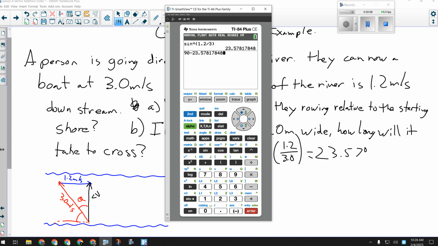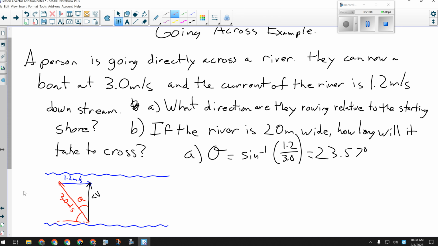That happens a lot in these kinds of questions, and people sometimes forget to check: did they specify where they wanted the angle measured from? So in this case, we would say 66 degrees from the southern shore, or from the starting shore. In a going across question, it is very common to be asked for a heading.